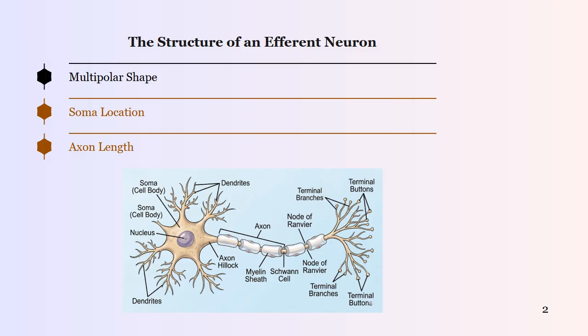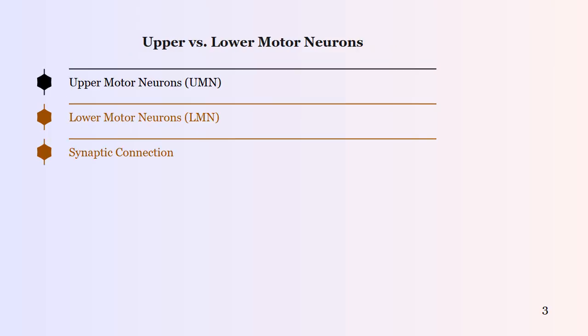2. The structure of an efferent neuron. Multipolar shape. Most motor neurons have a multipolar structure characterized by a single long axon and many dendrites that allow for extensive integration of signals. Soma location. The cell body, or soma, is typically located within the gray matter of the spinal cord or the motor cortex of the brain. Axon length. The axon can be incredibly long, sometimes extending over a meter to reach the distal muscles of the feet.